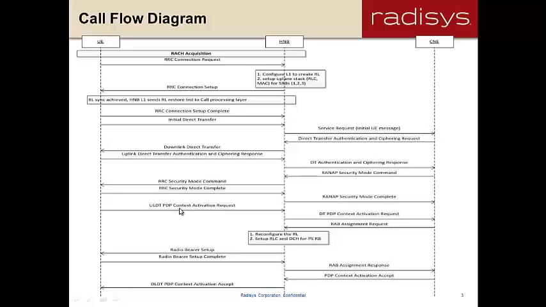UE will send a PDP context activation request to the core network. Then, the RAB assignment procedure is performed between core network, HNB and the UE. After completion of the RAB assignment procedure, PDP context activation accept is received by the UE from the core network. Let's have an actual demonstration for a 16 user PS64 call on 3G Femtotality solution.